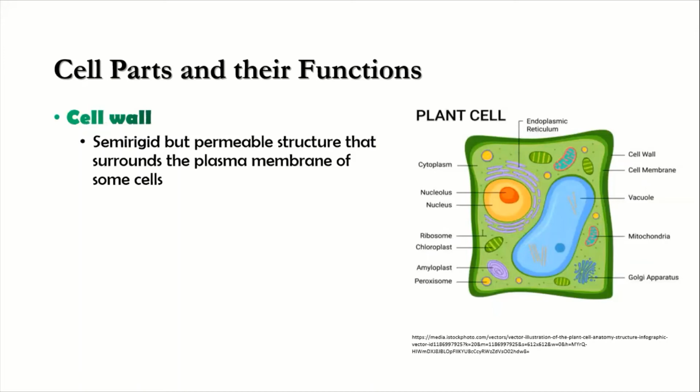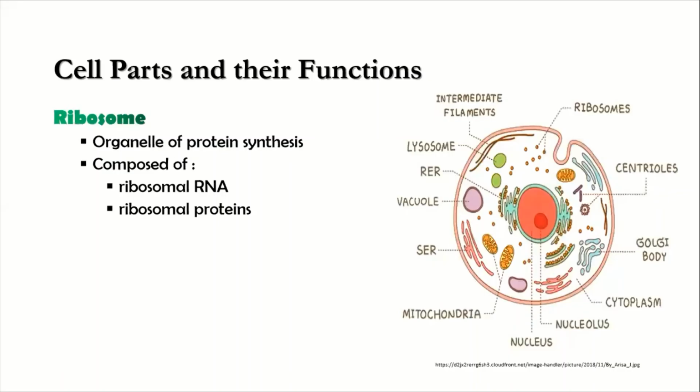Now, we also have the cell wall. This is common only in the plant cell. The cell wall is not found in your animal cell. It is semi-rigid but permeable, and it surrounds the plasma membrane of some cells. Next, again, we mentioned the ribosome. This is the organelle for protein synthesis, composed of ribosomal RNA and ribosomal proteins.